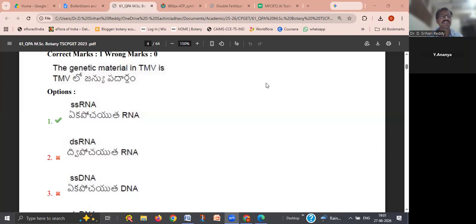So in the previous MSc entrance botany question paper, now the next question is: the genetic material in TMV is. So TMV is the tobacco mosaic virus. It is a plant virus. So we know that all the plant viruses contain single-strand RNA as a genetic material.